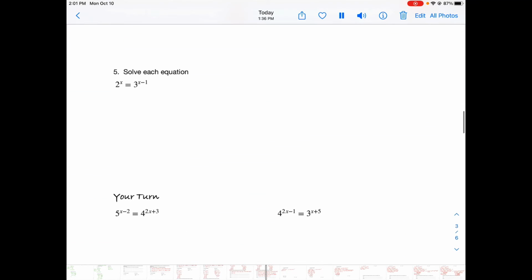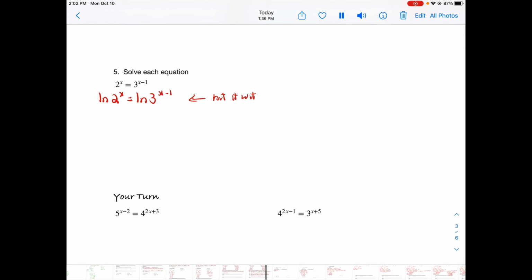So here's an example. We have 2 to the x is equal to 3 to the x minus 1. So 2 and 3 are not the same base and cannot be made to be the same base. So first thing I'm going to do is hit it with a log. So that becomes the natural log of 2 to the x is equal to natural log of 3 to the x minus 1. This is what that step of hit it with a log means.